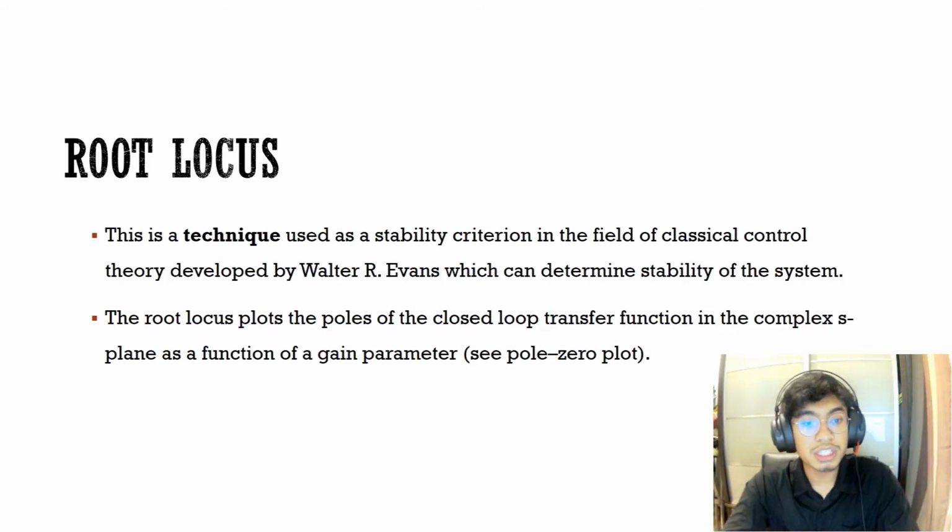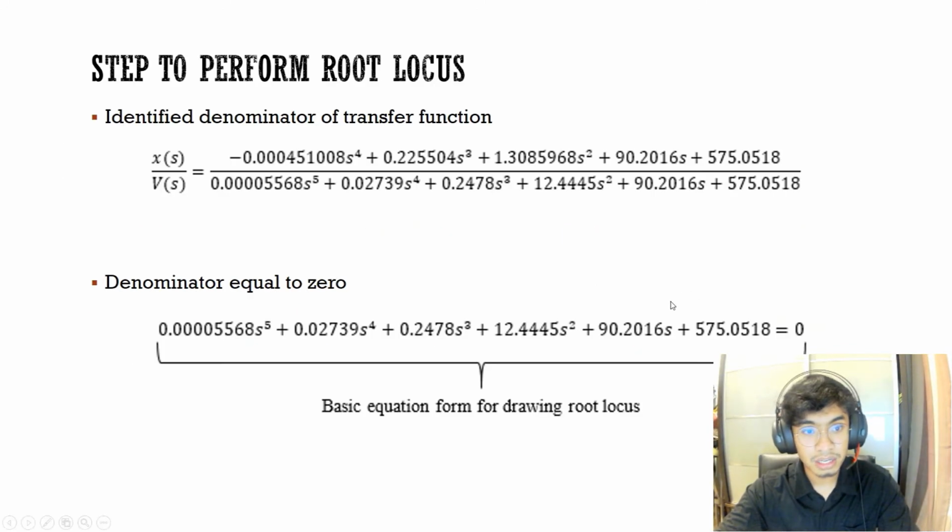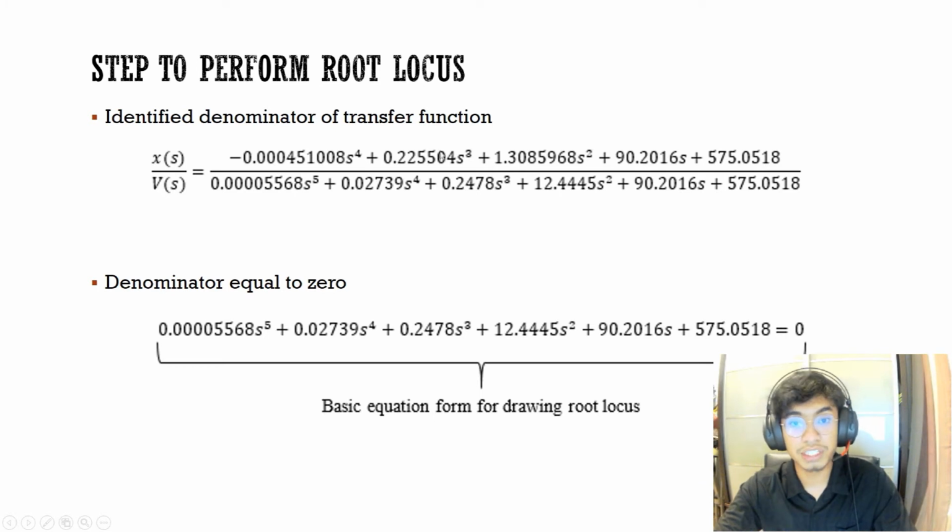Okay, so the root locus plots the poles of the closed loop transfer function in the complex S-plane as a function of a gain parameter. For root locus, we only focus on determining the stability of our system from the transfer function. We only observe the denominator, which is also called the poles of the transfer function. Okay, so to proceed, the first step to perform root locus is to identify the denominator of the transfer function that we made in the previous section.